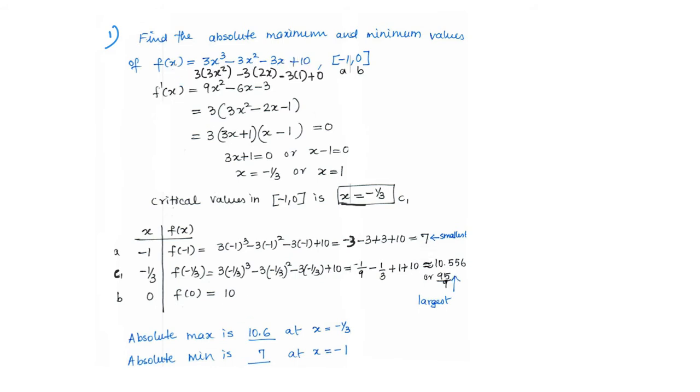Then compare all these y values. You can see that this is the largest value, and this is the smallest. The largest value will be the absolute maximum. So we can write: the absolute maximum is 10.6 at x equals negative 1/3, and the absolute minimum is 7 at x equals negative 1.